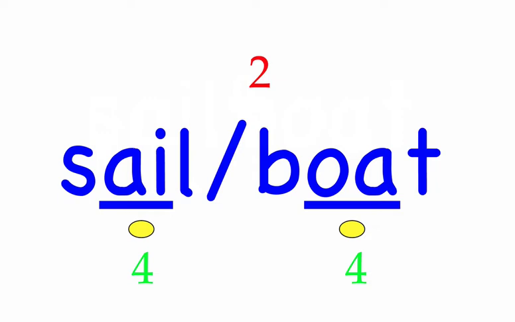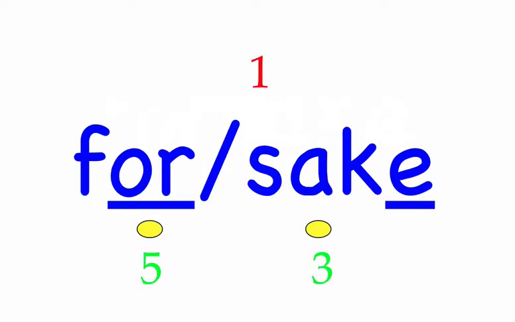Forsake. I will forsake the bonus this year. For, two sounds. F, or. Sake, three sounds. S, A, K. Forsake. Mark the word.